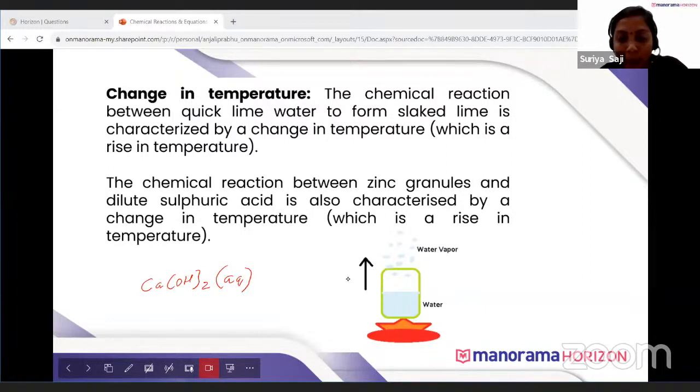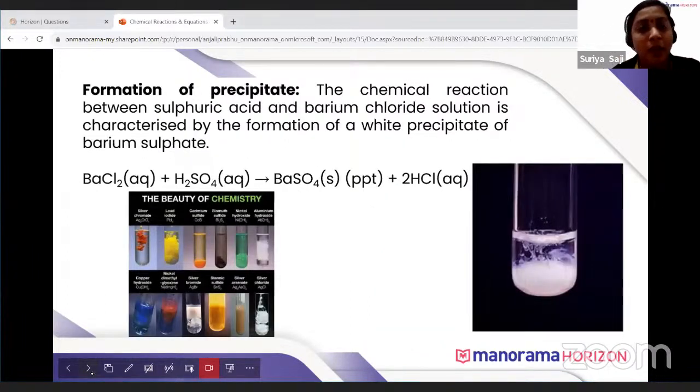Okay, so let's proceed. The next characteristic is the formation of precipitate. In some reactions, a precipitate will form. Precipitate means solid particles, solid granules, or sometimes a solid powdered form. So the chemical reaction between sulfuric acid and barium chloride solution is characterized by the formation of a white precipitate of barium sulfate. This barium sulfate is insoluble in water, so it remains a solid.